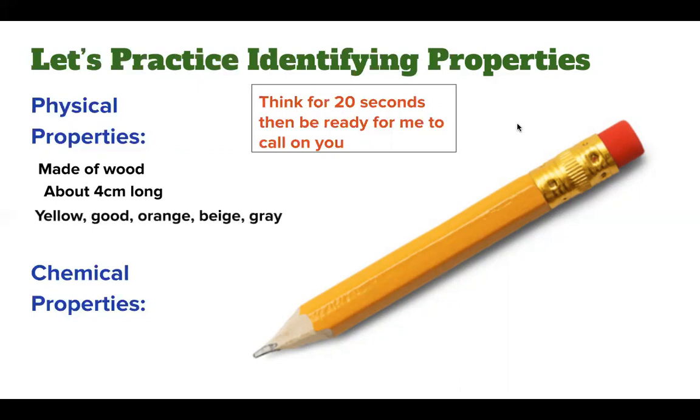If you describe the color, it's yellow. I don't know why it says good, but it says yellow, orange, beige, gray. Good should not be there. But if you describe the color, yes, that's easily seen. That's a physical property. If you say it has a mass of about 12 grams, again, yes, physical property.